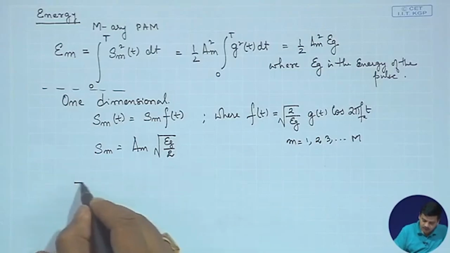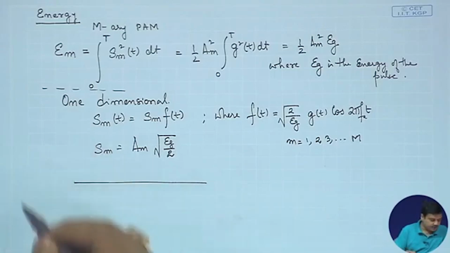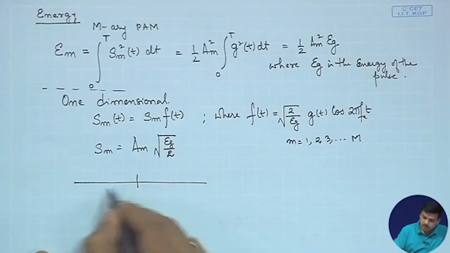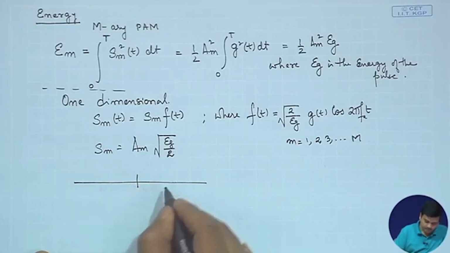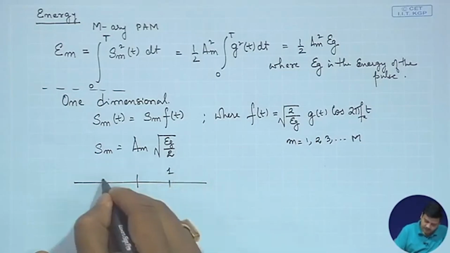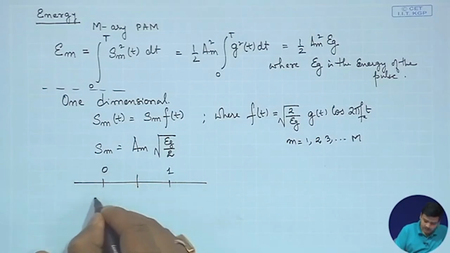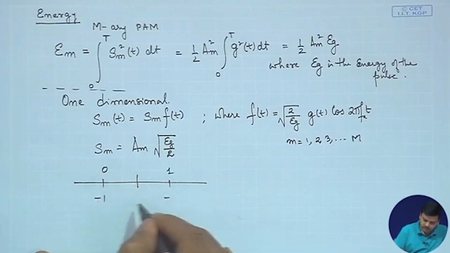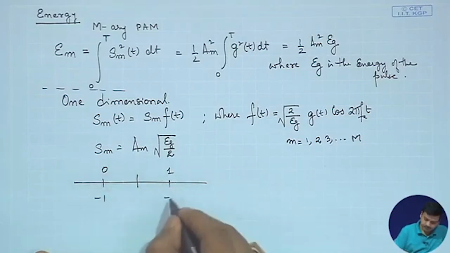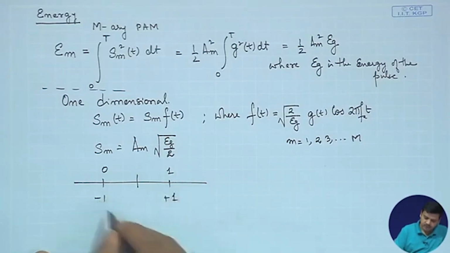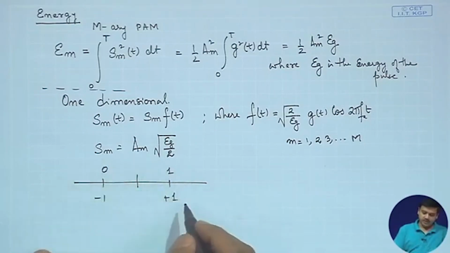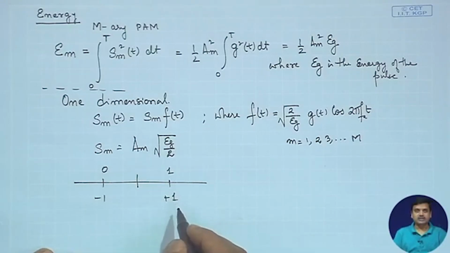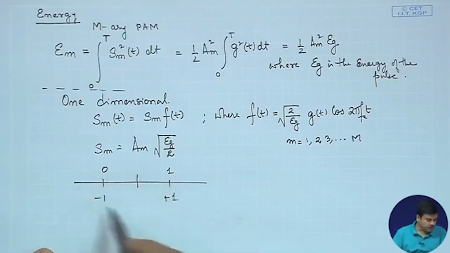Now, you could easily represent this sm on a diagram like this, which we have been using, and we could say if we have two levels where 0 would indicate a minus d, let us say, and this would indicate plus d. So, you could represent the signal in this form, which we have already seen, and of course, this is with normalized energy.